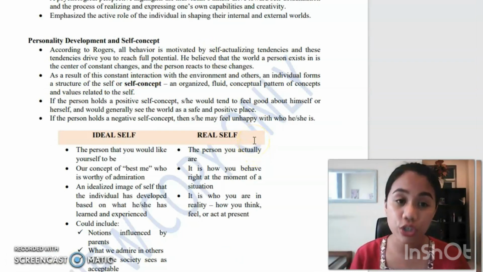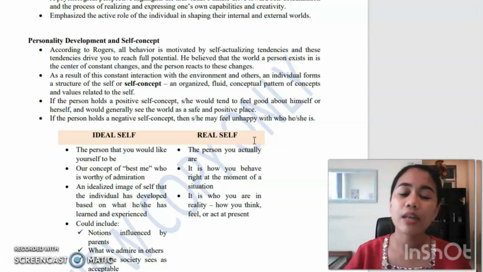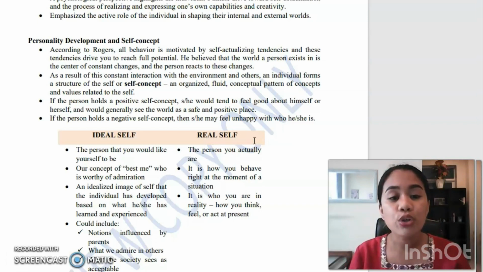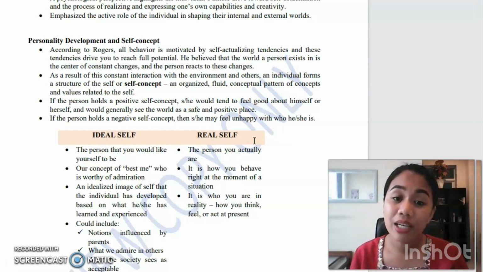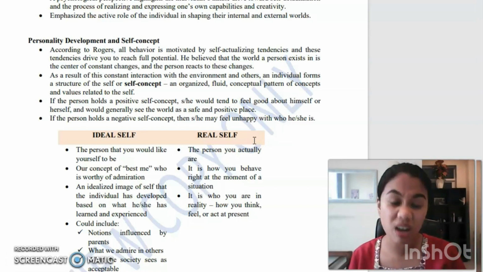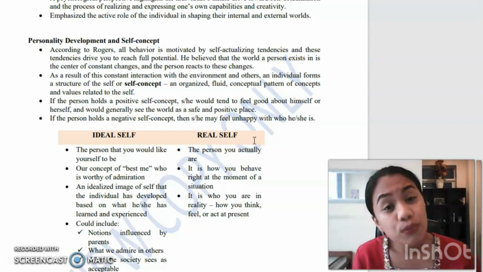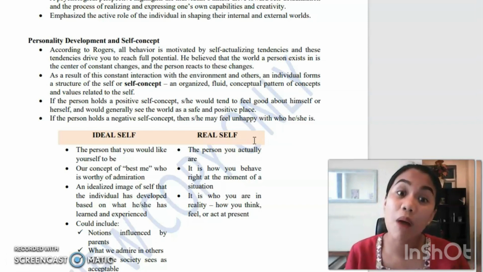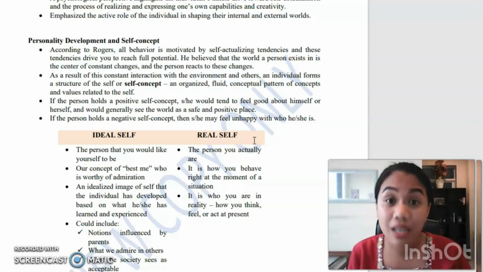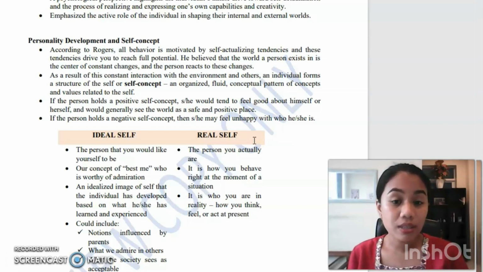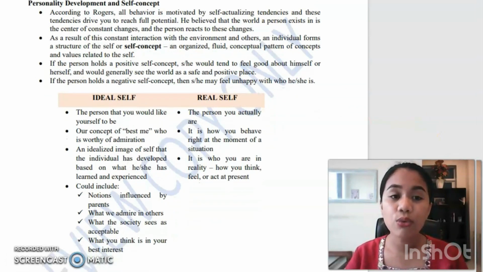So, according to Carl Rogers, na siya gitawag nga duha ka klase sa self-concept. It's the ideal and real self. The ideal self is the person that you would like to be. The real self is the person that you actually are. For example, your ideal self is to become beautiful, mahinhin, smart, talented, successful in life, and it's quite different from your real self. Your real self is who you are.